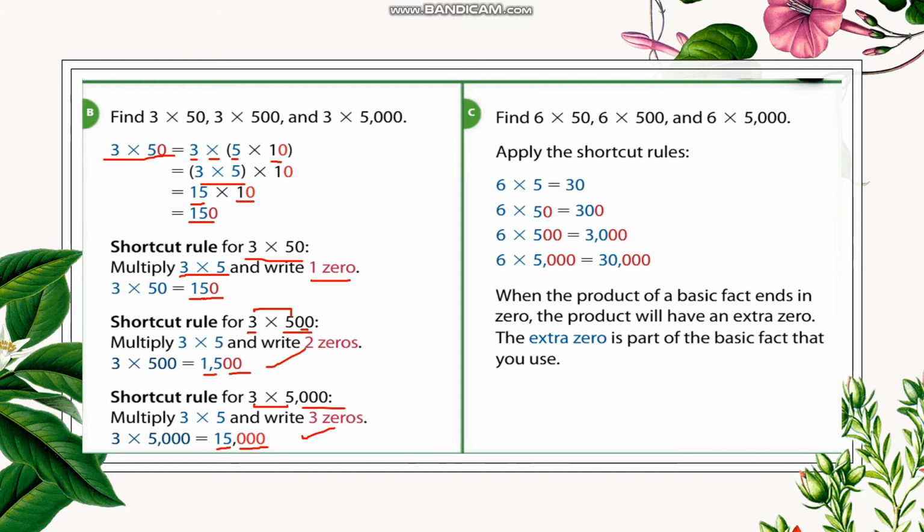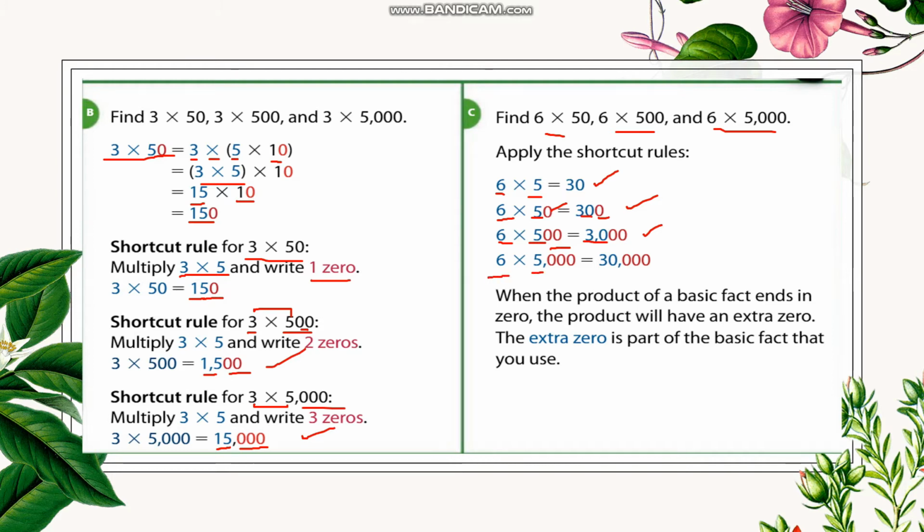6 multiplied by 50, 6 multiplied by 500, and 6 multiplied by 5000. So I'll just simply multiply 6 multiplied by 5, which is 30. Then I have 1 zero. That's why 6 multiplied by 50 is 300. 6 multiplied by 5 is 30. Then I have 2 zeros. So the answer is 3000.